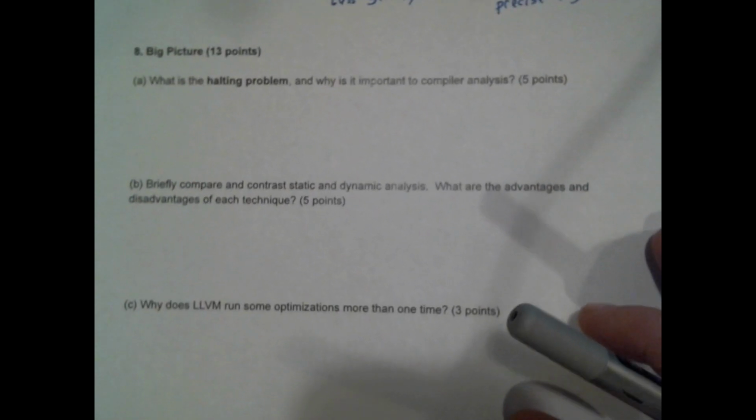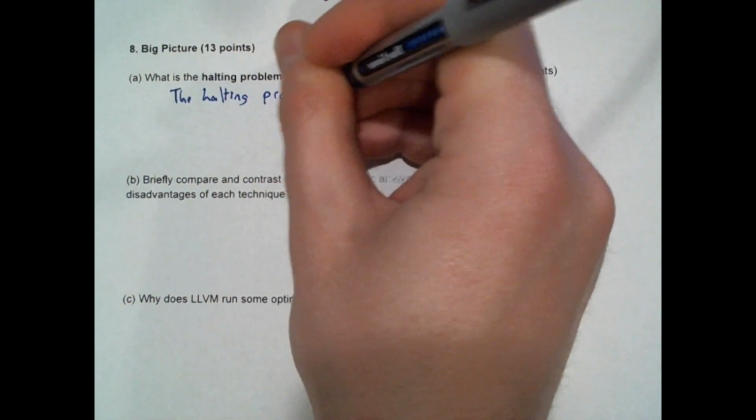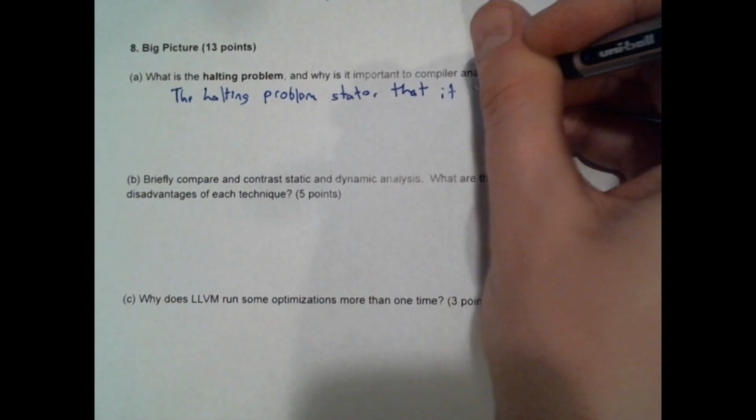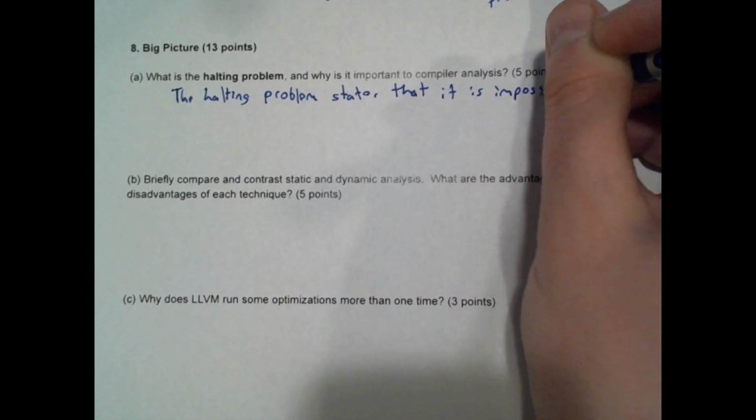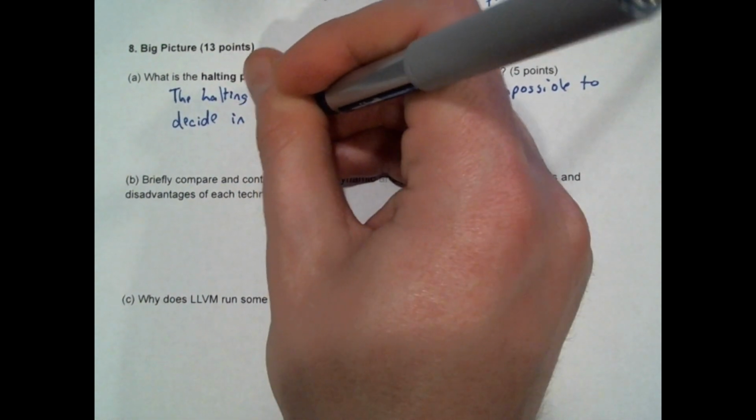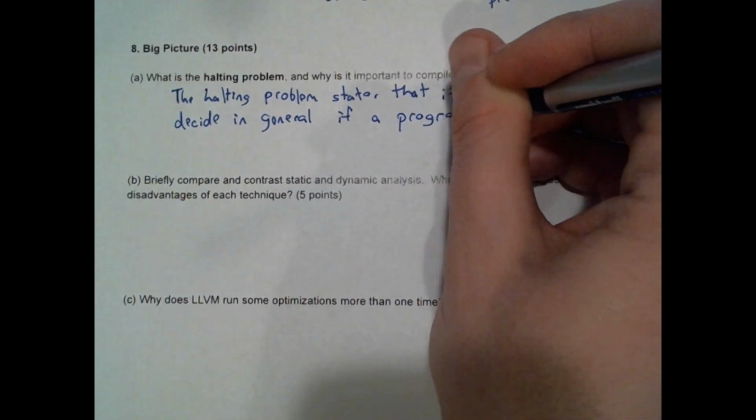Moving on to question 8. What is the halting problem and why is it important to compiler analysis? So hopefully you remember this one. The halting problem states that it is impossible to tell, or impossible to decide, we'll use the technical terminology, in general, if a program halts.